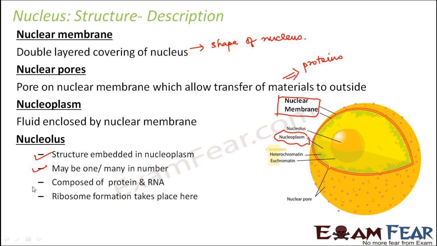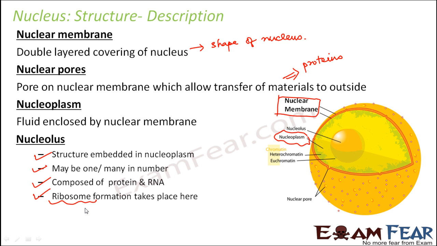And what is it made up of? It is made up of protein and RNA. Ribosome formation takes place here. What are ribosomes? Ribosomes are the sites of protein synthesis. So ribosomes are the place where protein synthesis happens.